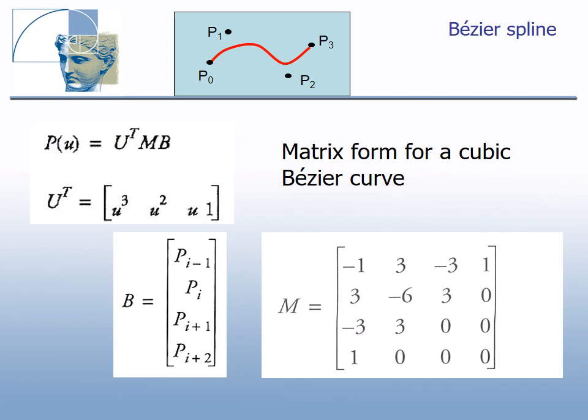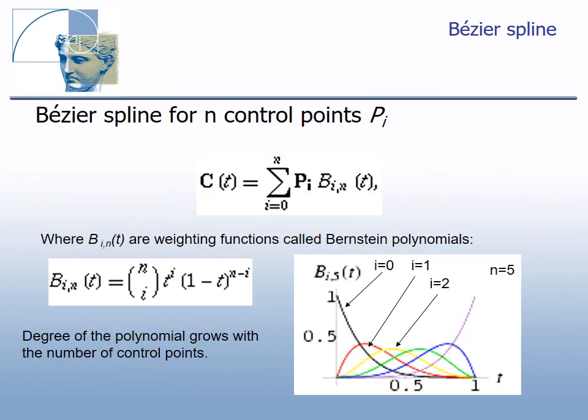The standard matrix form for a cubic Bézier curve is given in the slide. A Bézier spline for n control points p sub i is defined by the shown polynomial equation, where b sub i,n at point t are weighting functions called Bernstein polynomials. The plot of the Bernstein polynomials, depending on the index number, is shown at the bottom right. The degree of the polynomials grows with the number of control points.